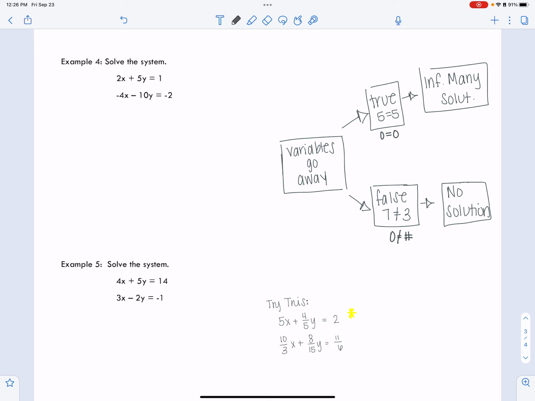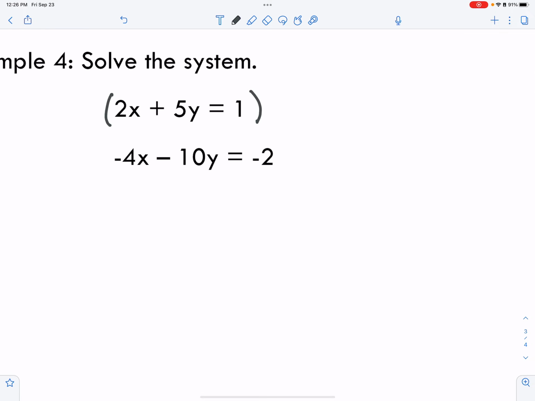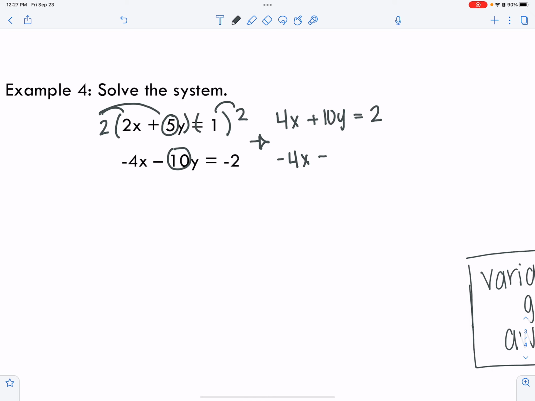Okay, so what I need to do is multiply one equation by something to make the coefficients equal but opposite. So if I'm just looking here at the y's, I need to multiply 5 by 2. And then that's going to make it match that 10 down below. The signs are already opposite, so I don't need to do anything with a negative sign. So on top, I'm going to have 4x plus 10y equals 2. And then that other one's going to carry down.